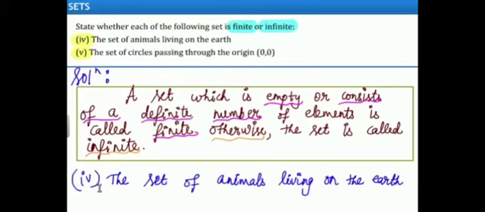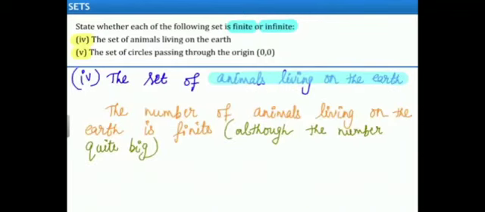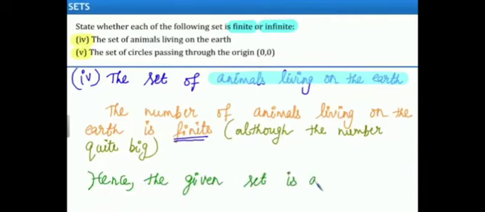So fourth, the set of animals living on the earth. So the number of animals living on the earth is finite. Although the number is quite big, it is not infinite, right? There are maybe billions of animals, but it's countable. Hence, the given set is a finite set.